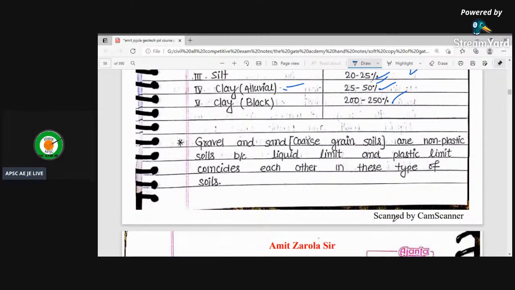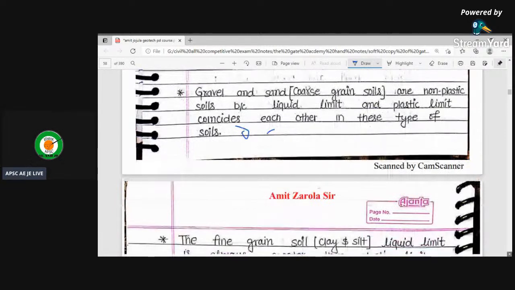Gravel and sand, these are nothing but coarse grain soil, because particle size is more than 4.75 mm, or it is in between, greater than 75 micron for sand or more than 4.75 mm for gravel. So they are non-plastic soil, and their liquid limit and plastic limit coincide in this type of soil. So if we are asked what the plasticity index will be, since liquid limit and plastic limit coincide, the plasticity index is also 0. Sometimes they ask that question.